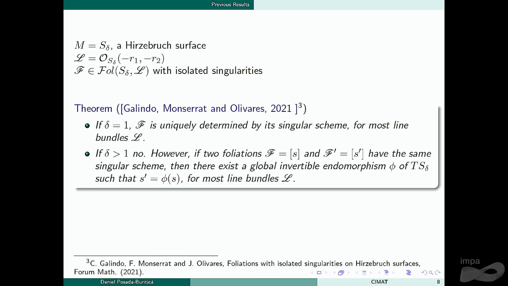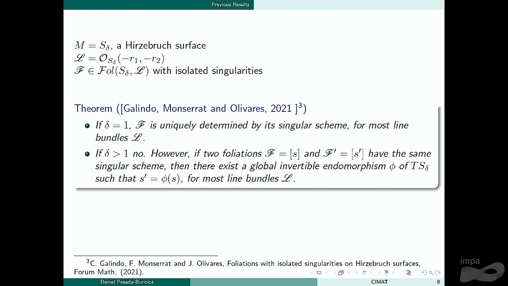However, if two foliations share the singular scheme, then there exists a global invertible endomorphism of the tangent bundle of the Hirzebruch surface such that the sections that define the foliations are related by the endomorphism.